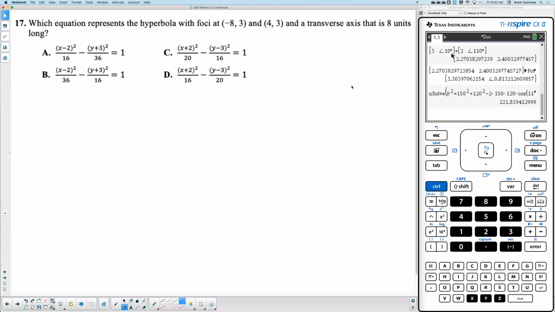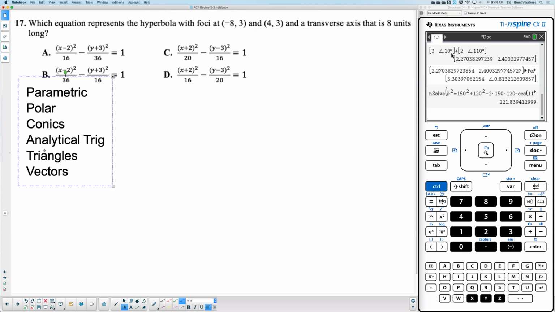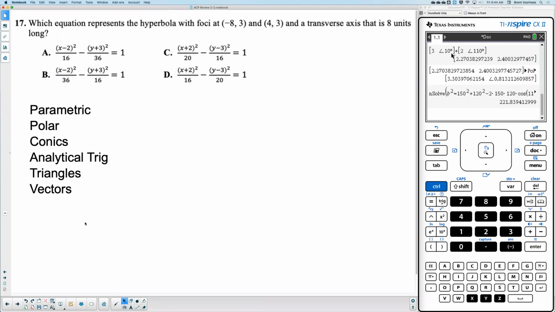Number 17 says, which equation represents the hyperbola with foci at those 2 locations and a transverse axis that is 8 units long? All right, which of the types of problems would this be? Why conics? What do you see? Yeah, if it says hyperbola, it's going to be a conic section.